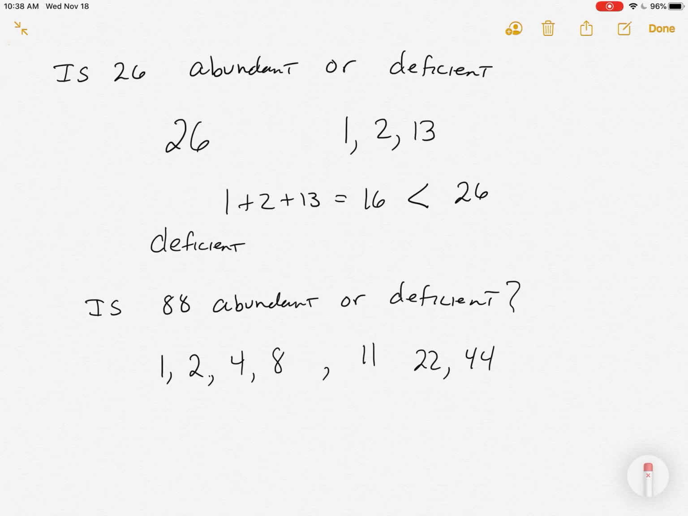So let's add these guys up. We can grab a calculator, right? We don't have to do this all by hand. So we're taking 1 plus 2 plus 4 plus 8 plus 11 plus 22 plus 44, and if we do that, we get a nice 92. Now, 92 is greater than 88.